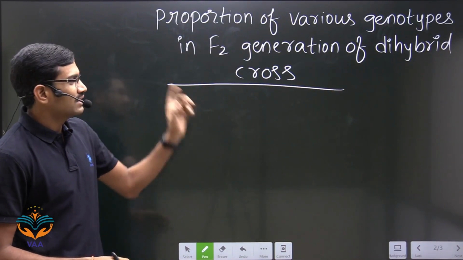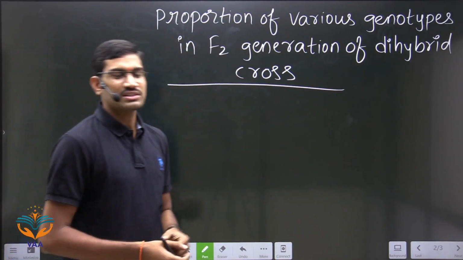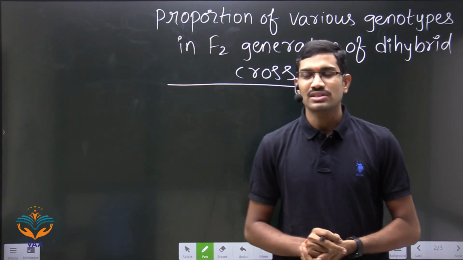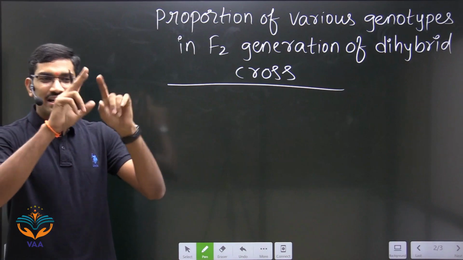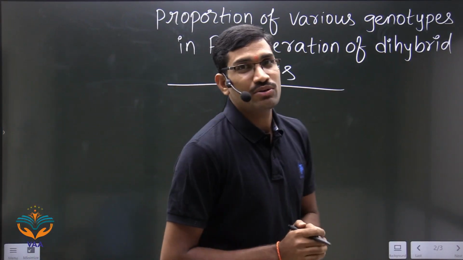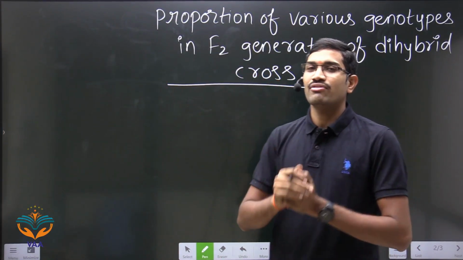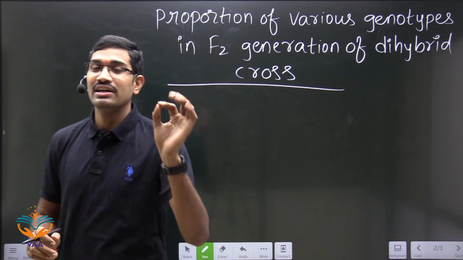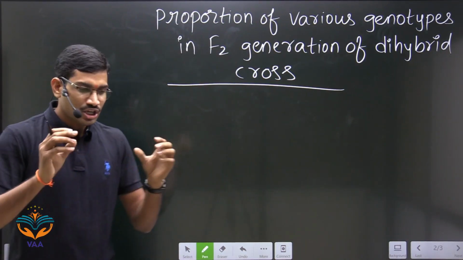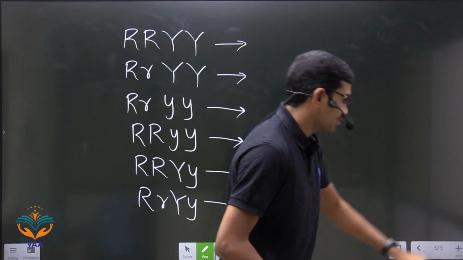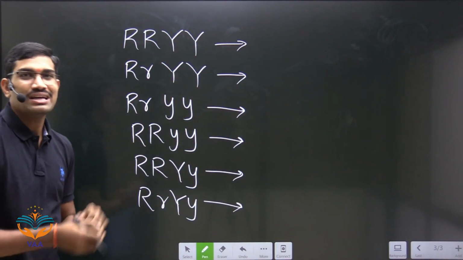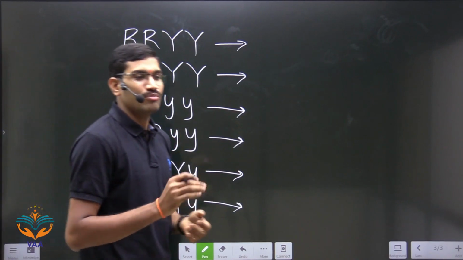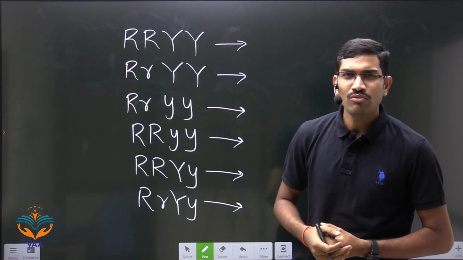Sometimes they will ask some questions that are based on Mendel's dihybrid cross. In Mendel's dihybrid cross, in the F2 generation, we are getting a total of 16 zygotes, and we are finding a total of 9 different types of genotypes. Suppose they are directly asking what is the proportion of so and so genotype in the F2 generation of Mendel's dihybrid cross. Then how will we solve this?